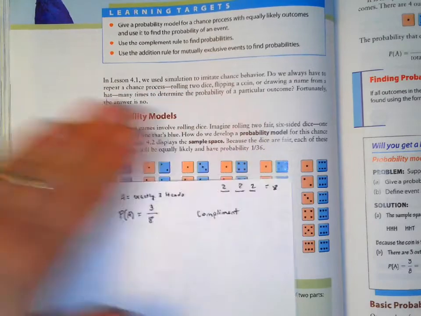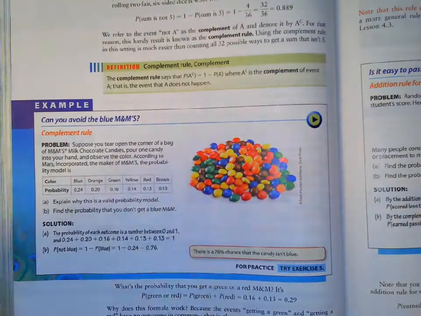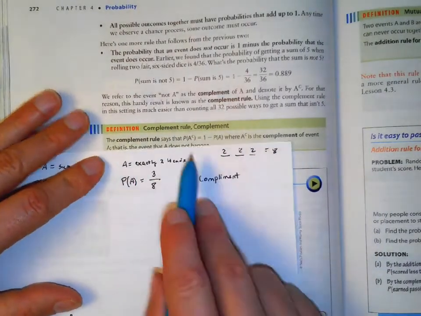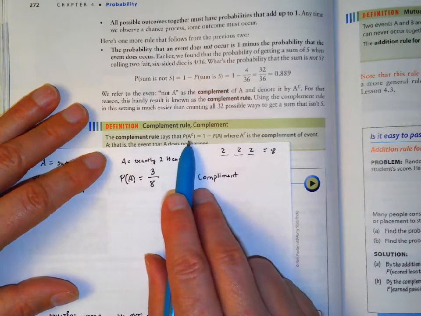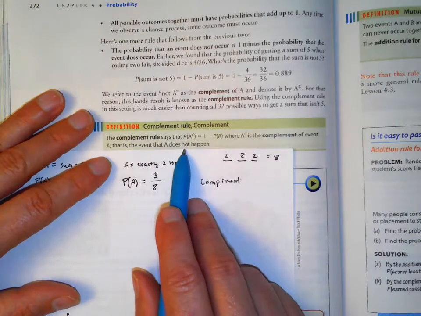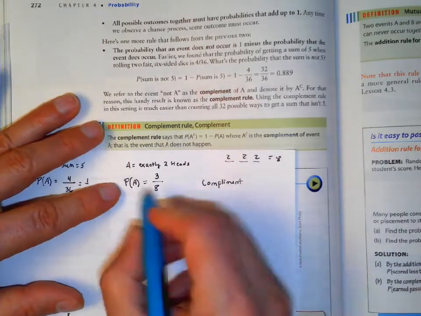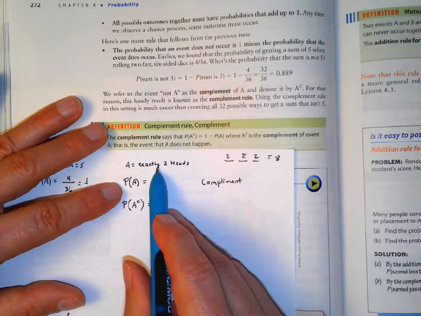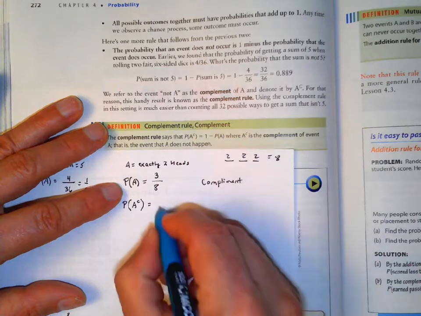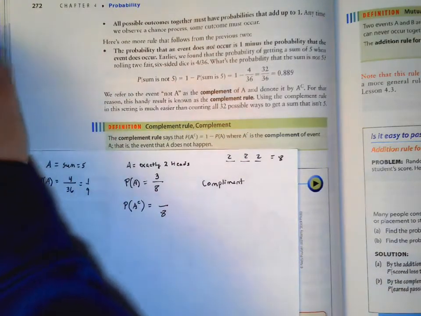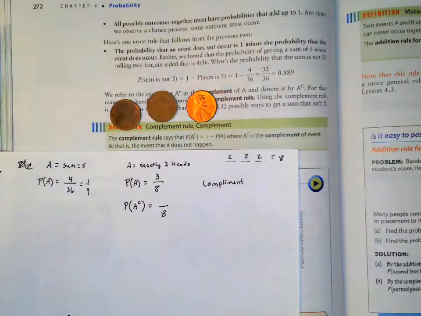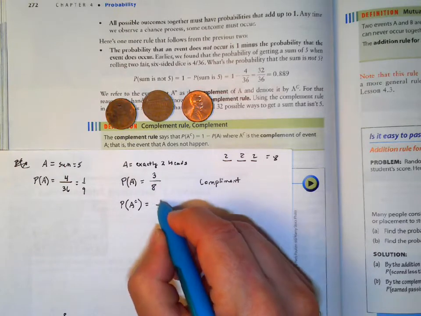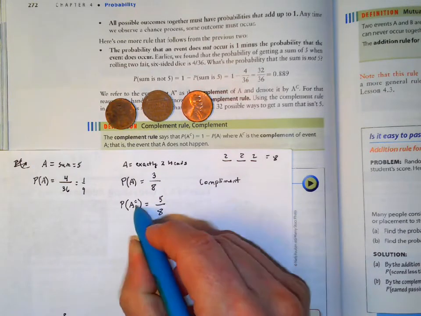Okay, the next idea is the complement. This isn't a compliment like you have very nice hair or something like that. This is a complement rule that says we use the notation like this. The complement of A is that the event does not happen. So in this one right here, the probability of A complement would be the probability that it's not exactly 2 heads. There's still 8 different possible outcomes with these heads and tails. How many of them are not exactly 2 heads? Well, if 3 of them were 2 heads, that means that 5 of them were not. So that would be A complement.